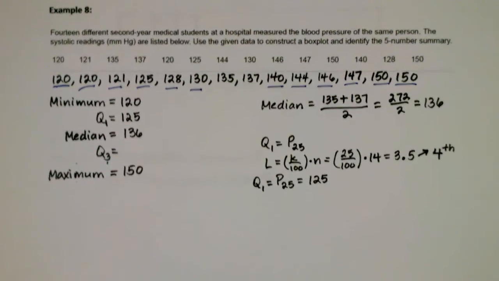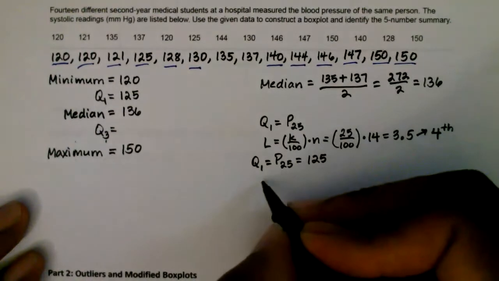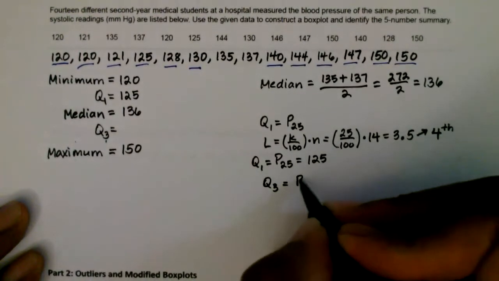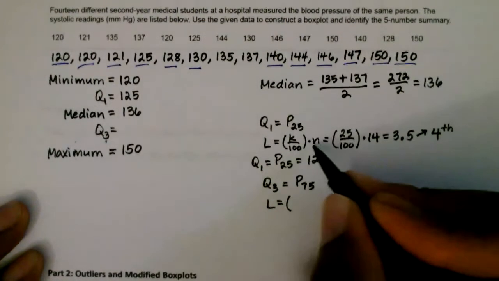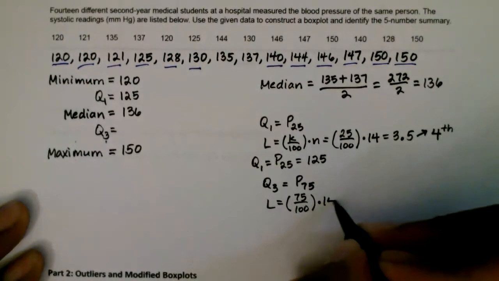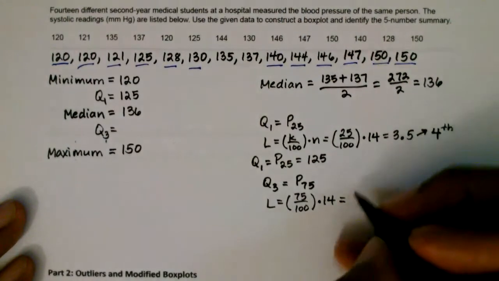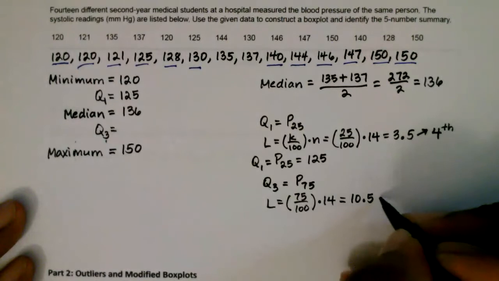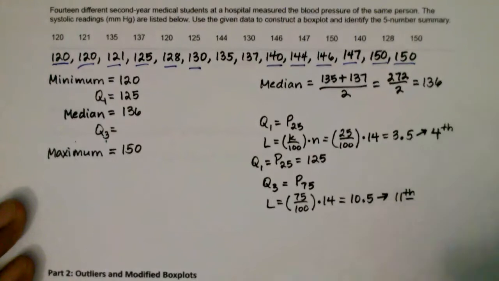And now for Q3. All right, Q3 is the 75th percentile. So to find L, that's still going to be K over 100 times N. But here K is 75 divided by 100 times 14. Now, if you take 75 divided by 100, multiply it by 14, you'll get, as a decimal, 10.5. Now here, we need to round this up to 11. So we're looking for the 11th number in this data set.